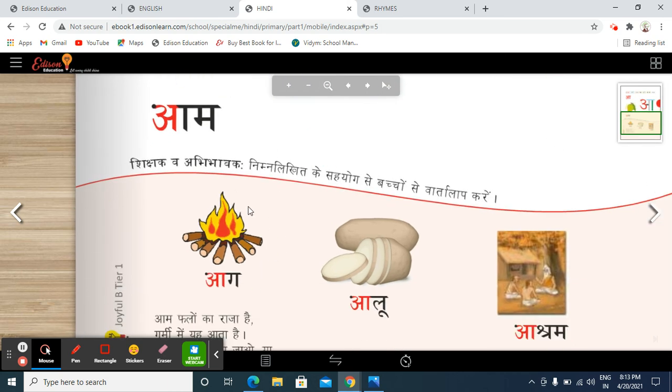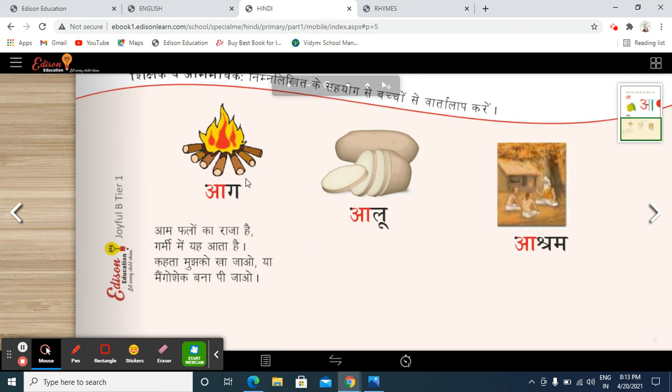aag, aloo. You all eat French fries. So the French fries are made from aloo. Ashram. So let us read the lines what are written over here.